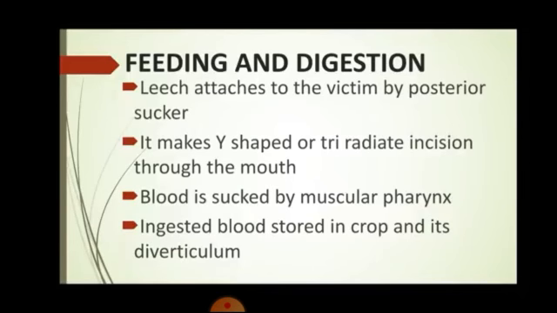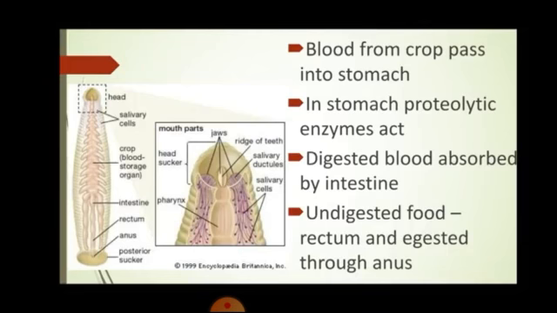When the blood moves from the stomach, it is smoothened out even more, and whatever the leech needs for survival is passed on to the next part, the intestine. The digested blood is then slowly absorbed by the intestine, and the undigested food is stored in the rectum and ejected through the anus. Based on this, the digestion process takes place.